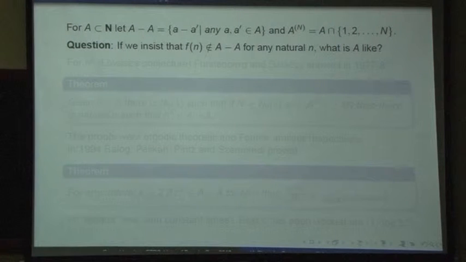Okay. Now, let's look at difference sets. The basic definition is that if we have a subset A of the positive integers, then the difference set is A minus A, so all those numbers that you get by computing any possible differences between the members of A. And let's denote its intersection with the first n integers by this set. Then one question that one might want to start wondering about is that if you would ask that this holds, that our f(n), when n runs over the naturals, never gets into this set, what does this A have to be like?